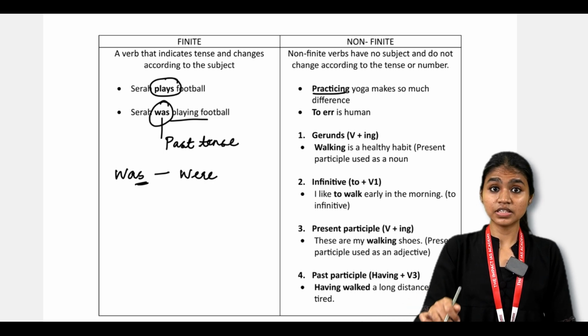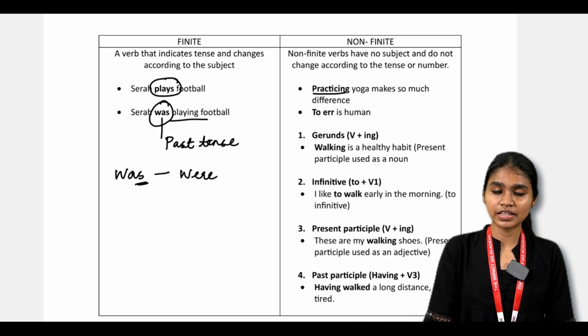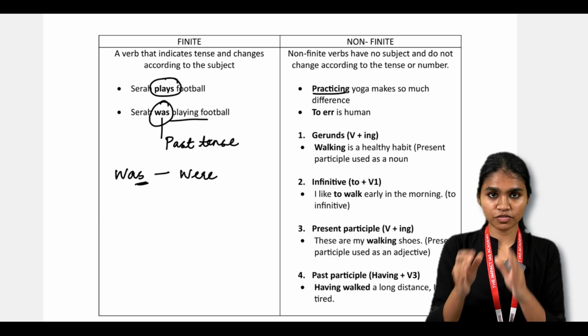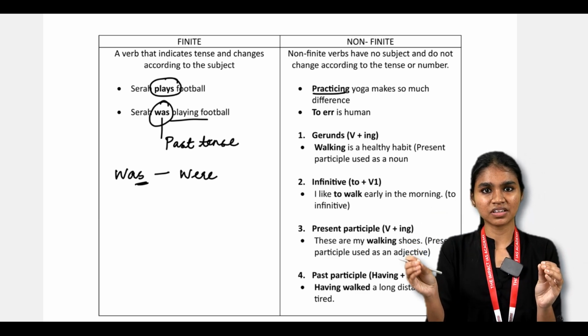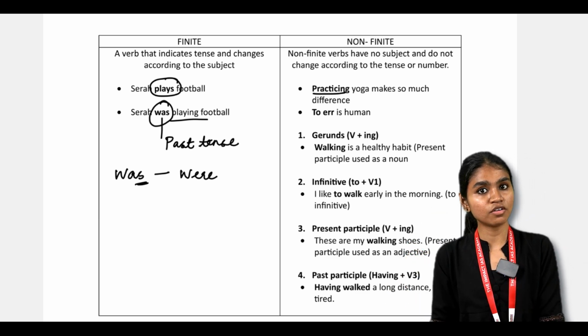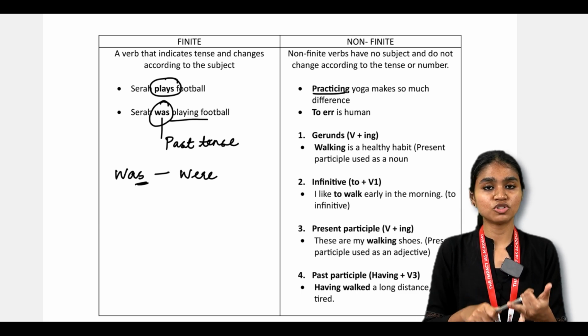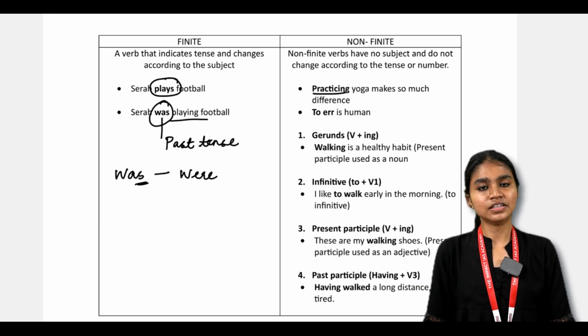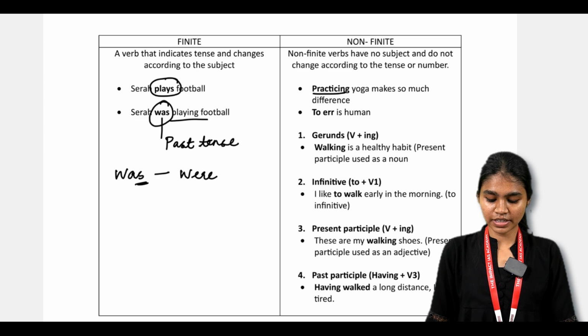Do you get any idea about present tense or past tense from this sentence? Just because of the practicing verb, does it come? No. So that is why this is a non-finite verb. It does not disclose any detail about the tense or the subject. Now look at the next sentence.